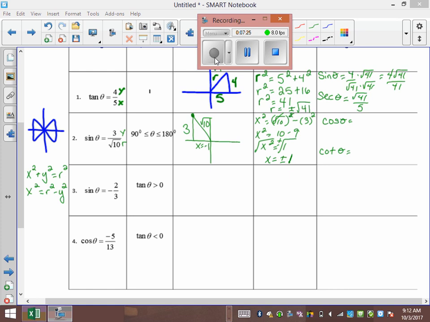Cos, we're going to cook extra rice, so -1 over root 10. Need to rationalize it. So I'm going to get -1 root 10 over 10. Oops. Do I need the -1, or can I just have a negative sign? Just have a negative. Cotan is the opposite of tan. Tan is y over x, so cotan is x over y.